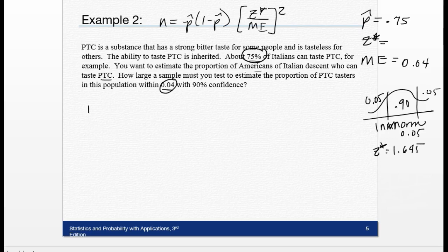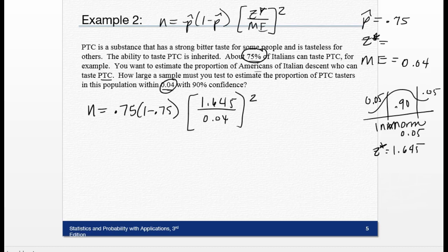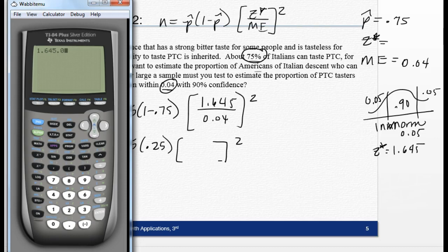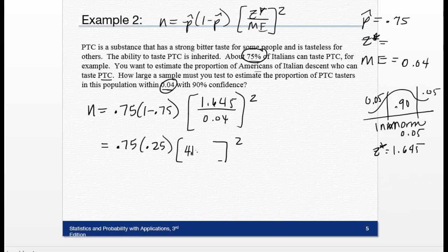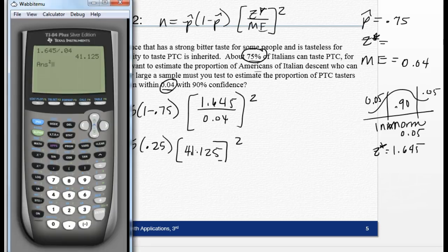Okay, so if I use my formula, n equals 0.75 times 1 minus 0.75, and then z star is 1.645, and our margin of error is 0.04, and all of that needs to be squared. All right, so this is 0.75 times 0.25 times 41.125 squared it. Okay, so put this in my calculator. I square that times 0.75 times 0.25, 317.11.